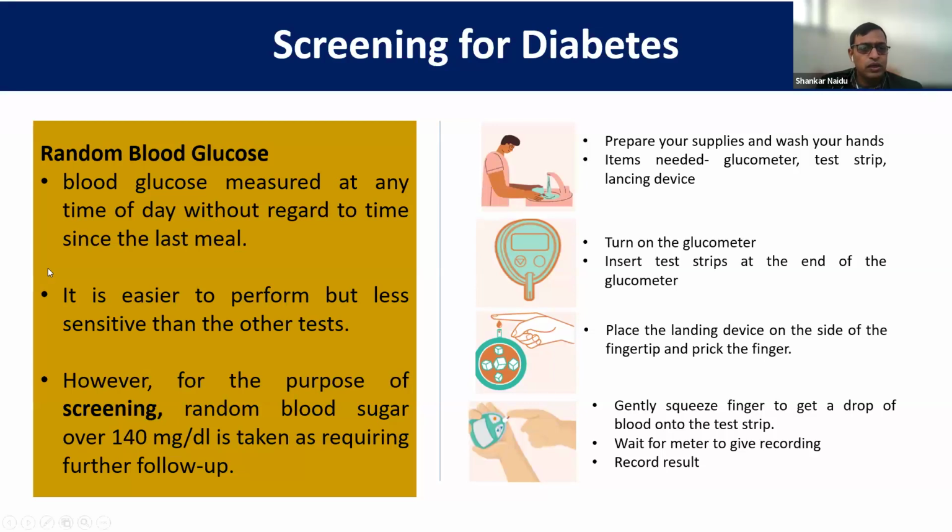So random blood glucose is measured at any time of the day without any regard to the time since the last meal, and it is very easy to perform. And any value which is more than 200 milligrams per deciliter is indicative of diabetes. But in any patient who has a value more than 140, we should be relatively more vigilant in screening for diabetes in these individuals. And here in this picture, it shows the various steps on how to measure glucose through a glucometer. So I think most of us have performed it on multiple occasions, or at least seen someone else performing it. So I'll not be going into details of the steps of this testing.